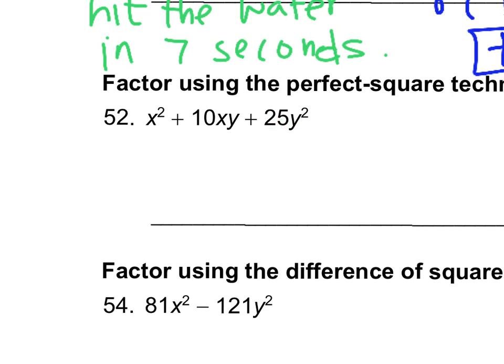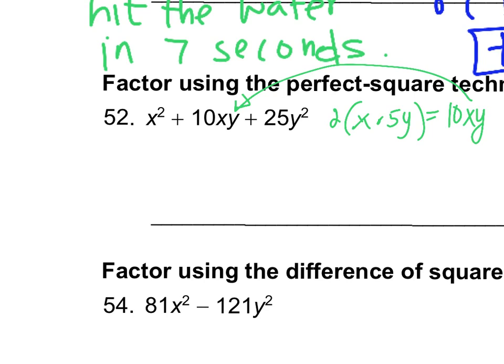I'm going to check if this actually is a perfect square by taking the roots, which are x and 5y, and multiplying them together and also doubling them, so multiplying by 2. So I end up with 10xy, and I'm checking to see if that's the middle number. And it is. So that means this is a perfect square.